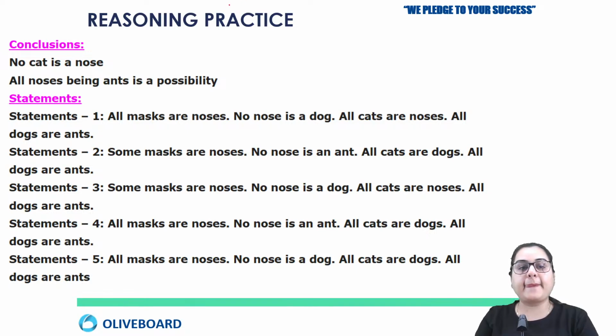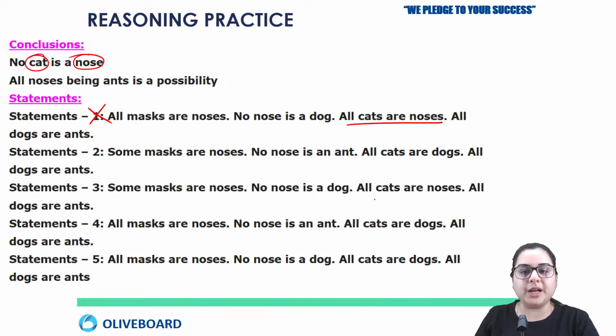Okay. So the first conclusion is that "no cat is a nose." Now here between cat and nose we have a negative conclusion. So there should not be anything positive between cat and nose. In the first you have "all cats are noses." So this is wrong because from "all" I cannot conclude "no." Okay, next, check anywhere you are getting a positive between cat and nose. It is not there in the second. In the second, if you check, there is nothing positive between cat and nose.